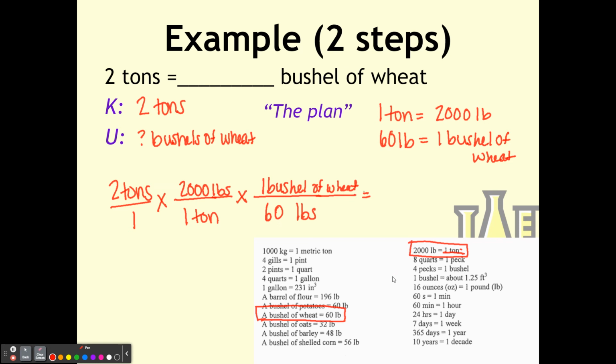Okay. I'm going to use my calculator. Now that one is interesting because we have 2 things on top and then 1 number on bottom. I'm going to start with my 2 tons. I'm going to multiply by 2,000. And then I'm going to hit equal and I'm going to divide by 60. My answer, again, I only want 2 decimals, should be 66.67 bushels of wheat. Don't forget to box that in.